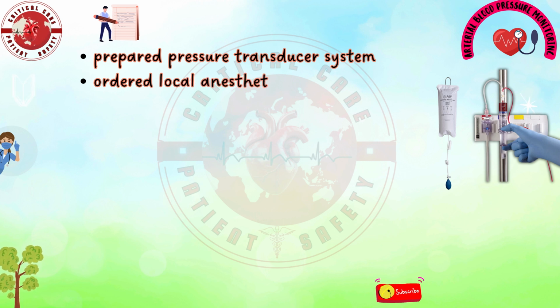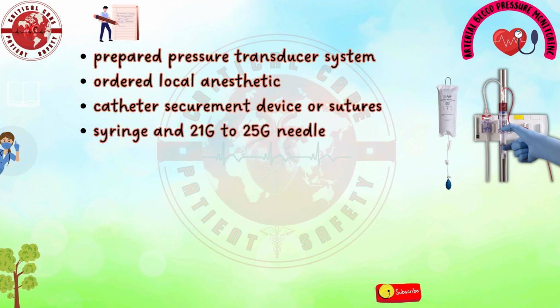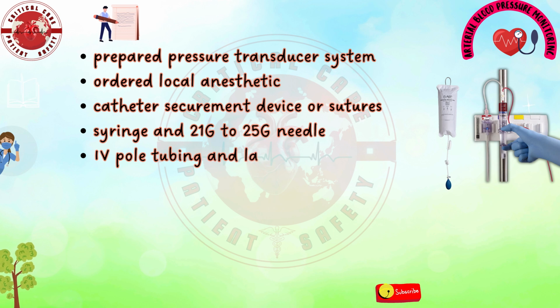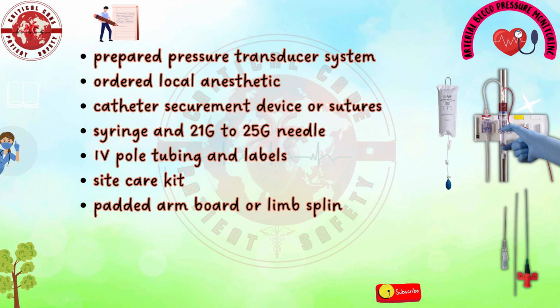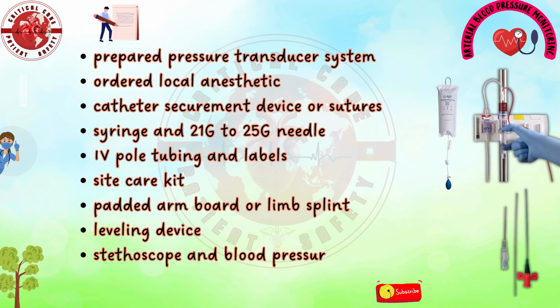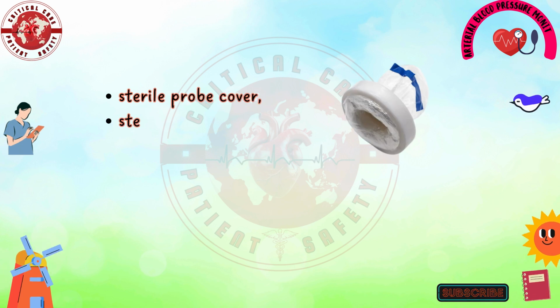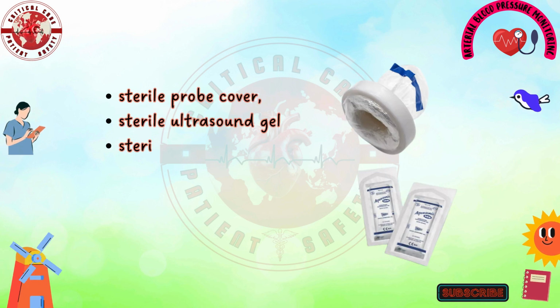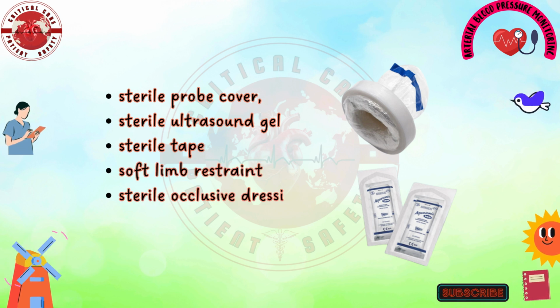Catheter securement device or sutures. Syringe and 21 gauge to 25 gauge needle. IV pole, tubing, and labels. Site care kit. Padded arm board or limb splint. Leveling device. Stethoscope and blood pressure cuff. Portable ultrasound device. Sterile probe cover, sterile ultrasound gel. Sterile tape. Soft limb restraint. Sterile occlusive dressing. Hypoallergenic tape.